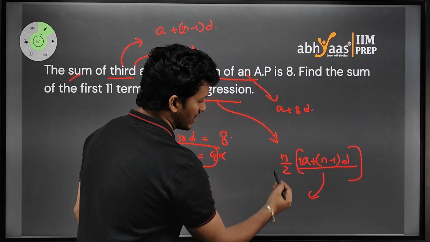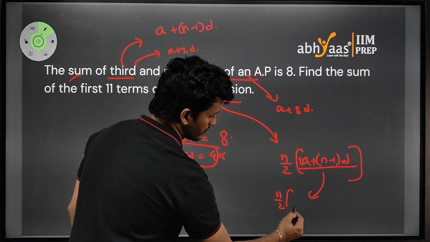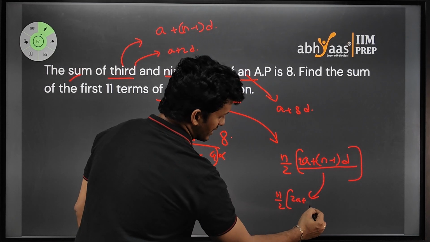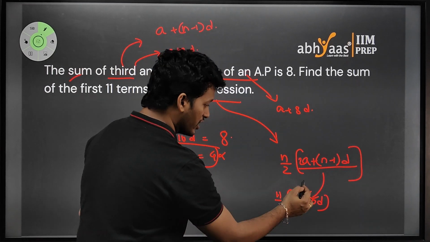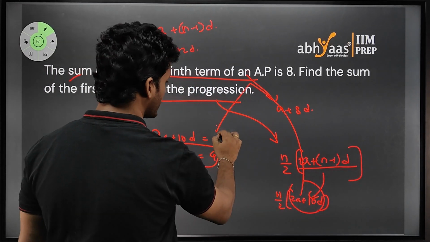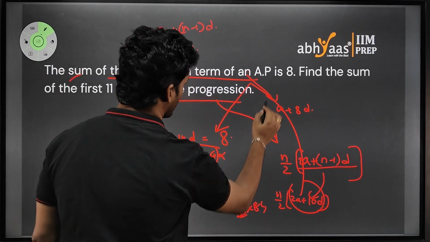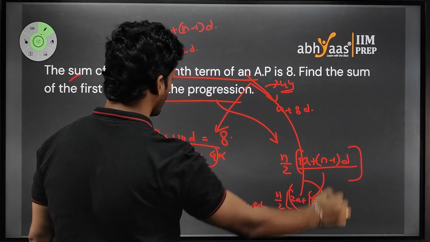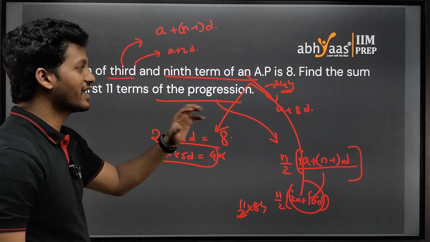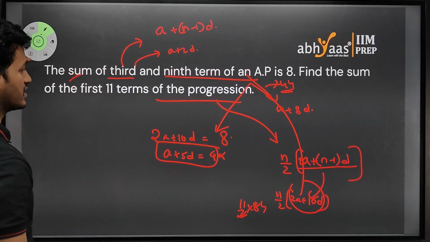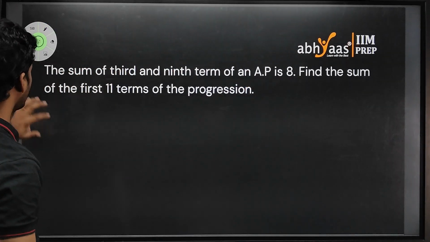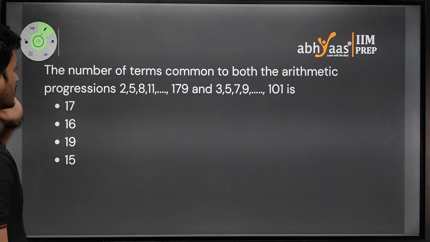So when I apply that to 11 terms, it will be 11 by 2, 2a plus 10d. We already got 2a plus 10d, which is 8 here. So 11 by 2 into 8, that is 44. Okay, so we are applying the formula directly here, the sum of terms in an arithmetic progression. Okay, let's go to the next one.